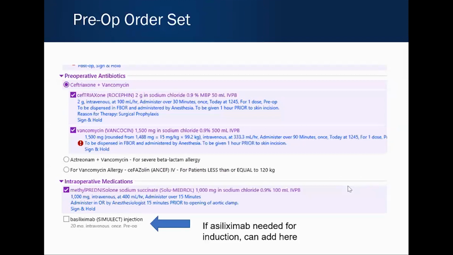So this is the pre-op order set. If the decision was made for a patient to be getting basiliximab, sorry, ignore my typo there, or if they need Simulect, you can see it's already built into that pre-op order set, and it just simply has to be a click to add on in addition to the methylprednisolone that's already given. And then the second dose of Simulect I would take care of on post-op day 4.